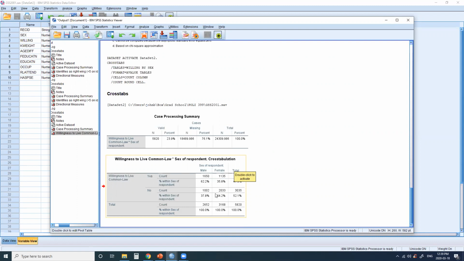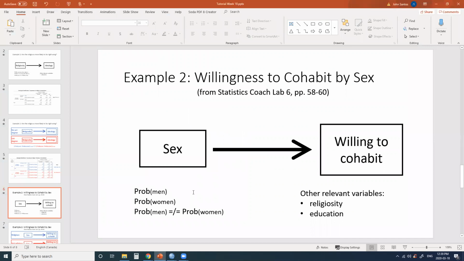And in fact, we see majorities along the diagonal. So we didn't compute lambda, but lambda would be quite high for this relationship, right? And then to sort of express that in terms of probabilities, the probability of men willing to live common law is different from the probability of women willing to live common law, right? But we know that this isn't the full story. Sex does not explain the full story here.